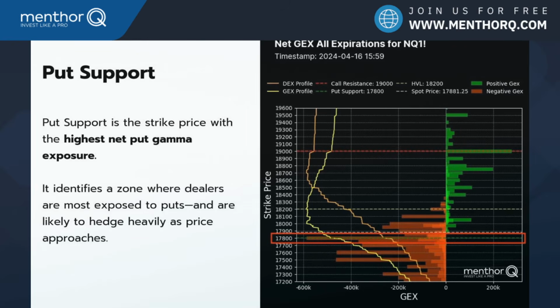So why is it important, and how can we look at this level? As the price moves down towards the put support, dealers who are now short gamma due to a lot of puts activity must sell the underlying to stay delta neutral.